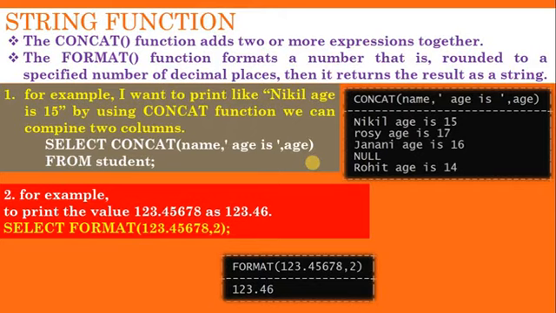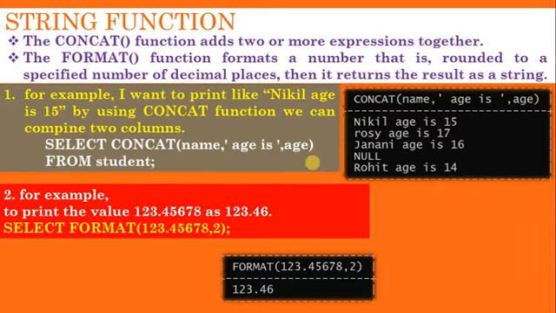The next one, the CONCAT function. The CONCAT function adds two or more expressions together. It is used to combine two or more columns. For example, while we are using Facebook, we give our name only, but it shows welcome to Mr. X, or else it displays our personal details, like Mr. X is residing at Chennai or Bangalore.